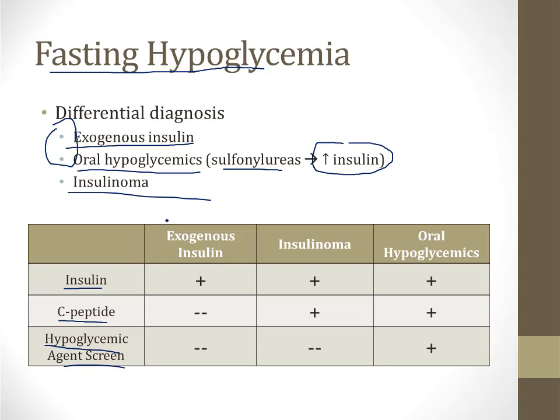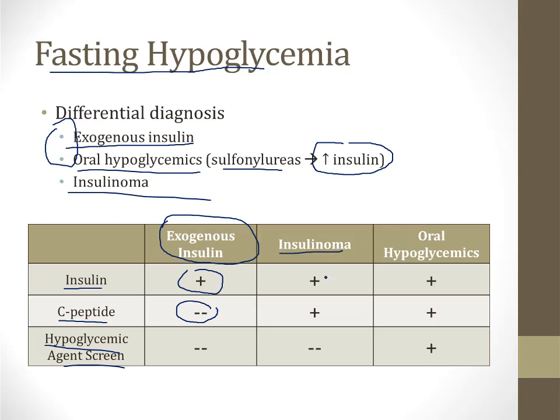If the patient is administering exogenous insulin, then the insulin level will be high, but the C-peptide level will be normal. Remember that C-peptide is a byproduct produced when proinsulin is cleaved into insulin, so the C-peptide level should be high if the insulin is coming from the pancreas. If the insulin is from an exogenous source, then the C-peptide level will be normal.